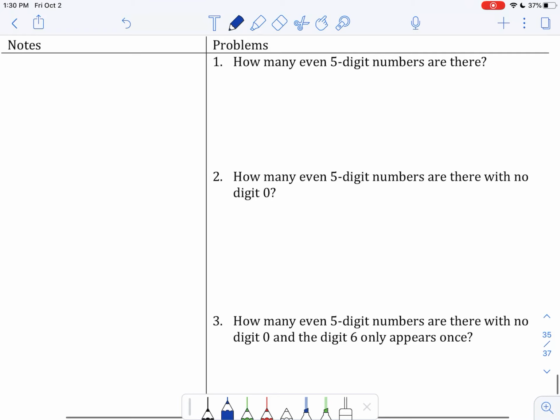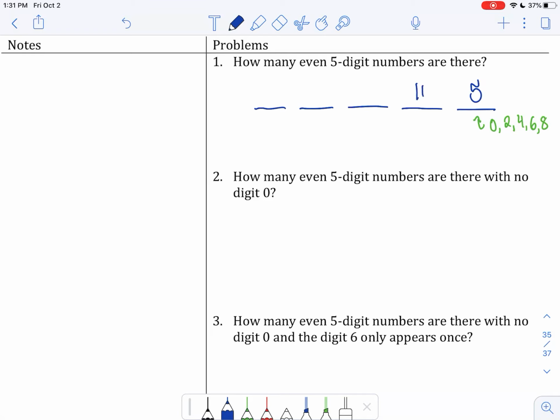So these first two don't have very challenging parameters, so we're just going to use the multiplication principle. First one, number one, how many even 5-digit numbers are there? So we're going to treat each of the 5 digits as an event. And when we make even numbers, we're only looking at the last digit. So the last digit can be 0, 2, 4, 6, or 8, but the other digits can be whatever you want. Because 78 is an even number because the last digit is even. So we have 5 options for this.